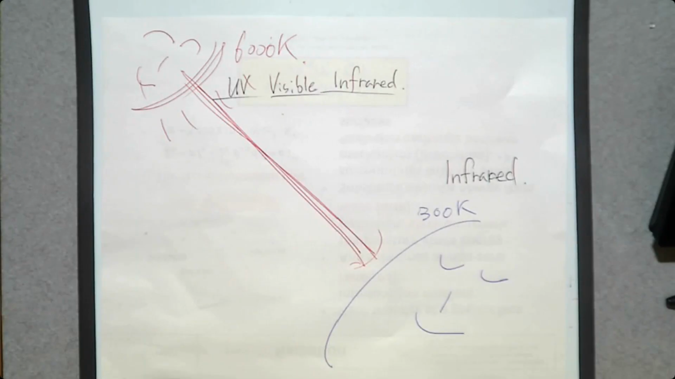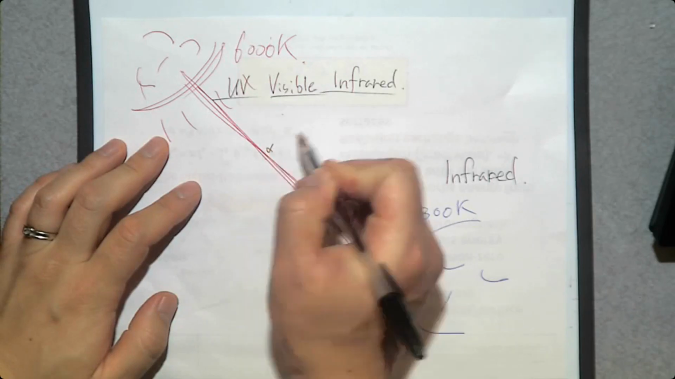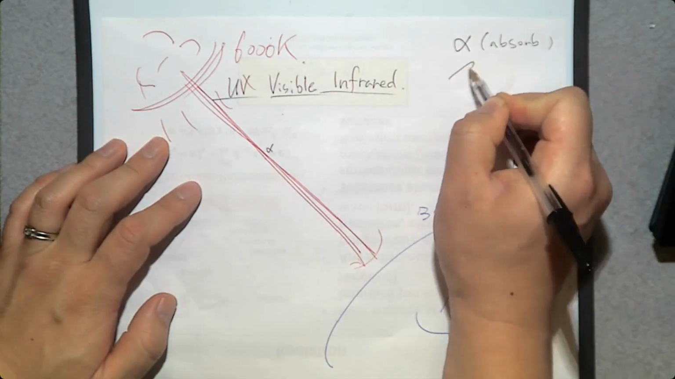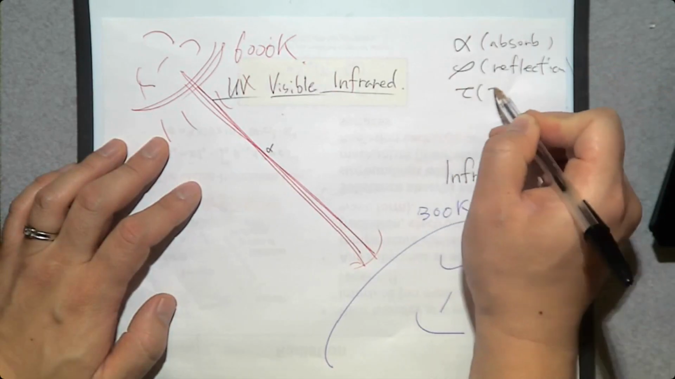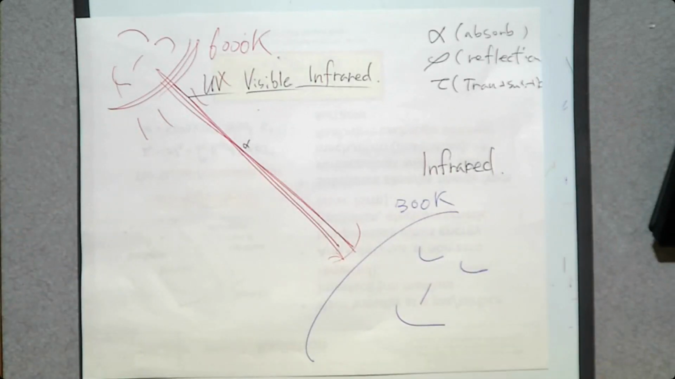Then I told you that when there is incoming radiation, it can be either absorbed, rho reflected, or tau transmitted. So when the incoming radiation hits the ground, what's going to happen? What if the Earth just absorbs it and that's all, like a very greedy surface?